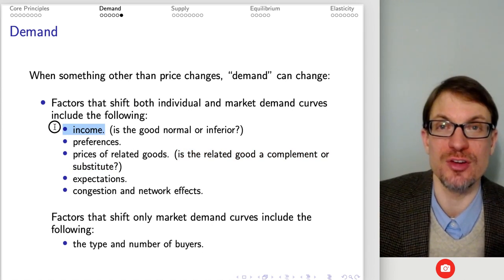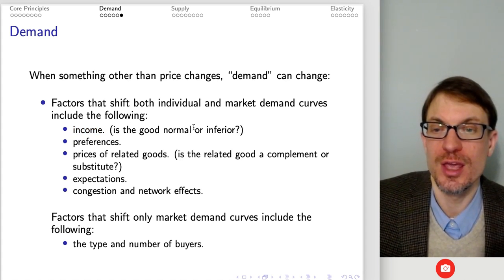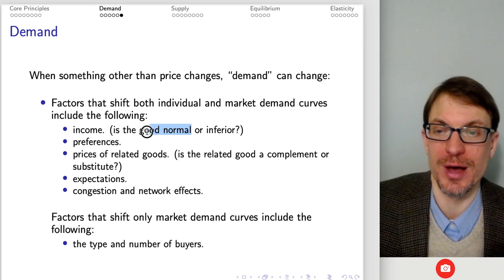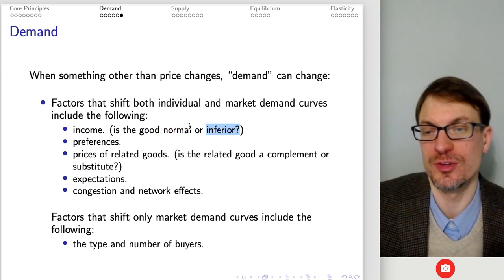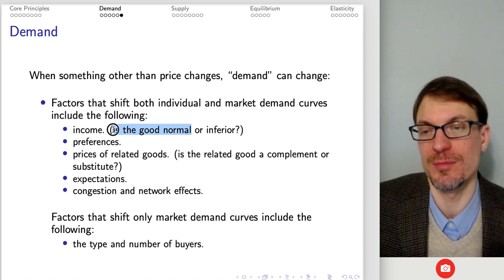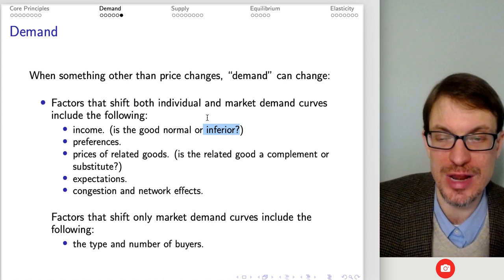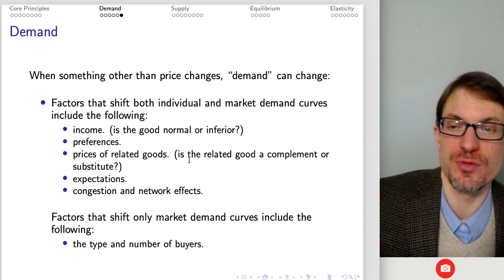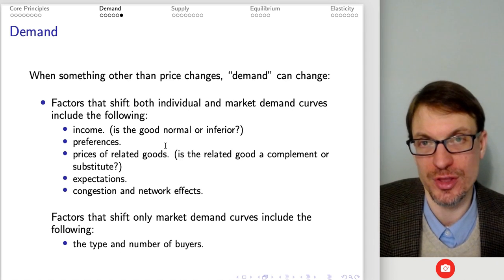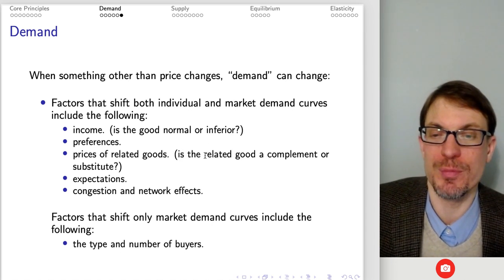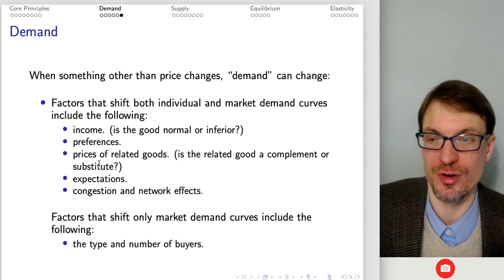If income changes, you want to ask the further question: is the good normal or inferior? If a good is normal and income rises, you'll buy more. If the good is inferior and income rises, you'll buy less, right? So demand shifts to the right for an income increase for a normal good. Demand shifts to the left for an income increase for an inferior good. For the price of related goods, if the price of a complement rises, demand shifts to the left for the good under consideration. If the price of a substitute rises, demand shifts to the right for the good under consideration.